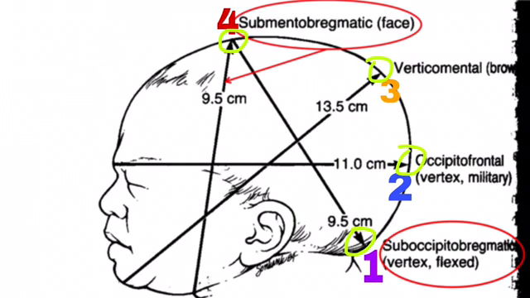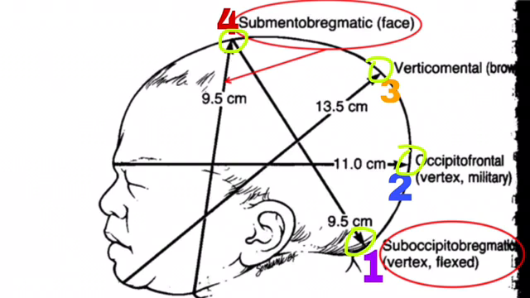Now if the head is deflexed, okay, deflexed is partially flexed or no flexion, no extension, so deflexed. So if it is deflexed, then the point will shift upwards from subocciput to occiput. So the diameter involved in deflexed position is occipito-frontal. Okay, occipito-frontal. It measures 11 centimeters.